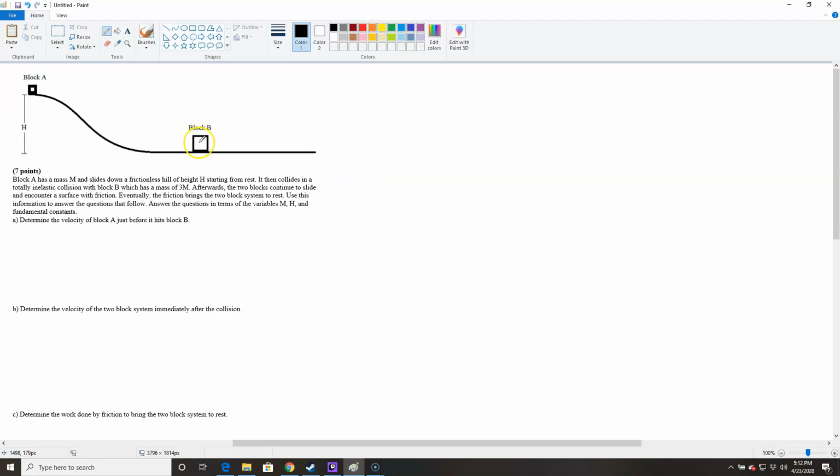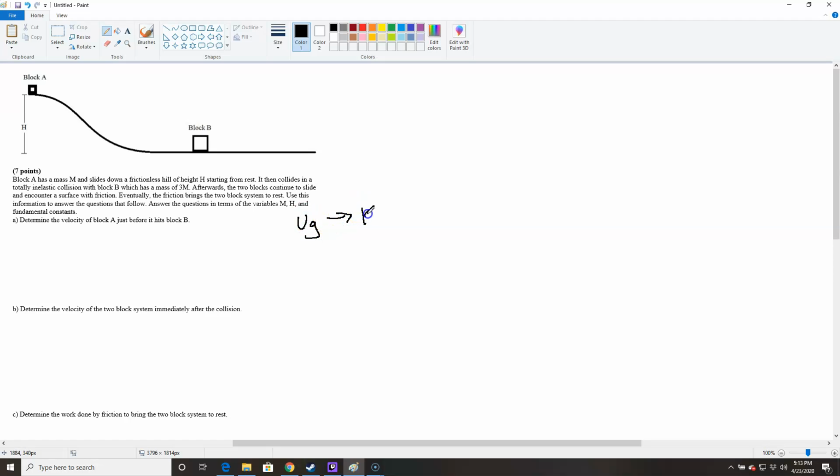It collides with block B. Block B has a mass of 3m, so triple that of A, and afterwards the two continue to slide across the surface with friction, and friction brings them to rest. Your goal is to answer these three questions in terms of m, h, and fundamental constants. So the first one says, find the velocity of block A just before it hits block B.